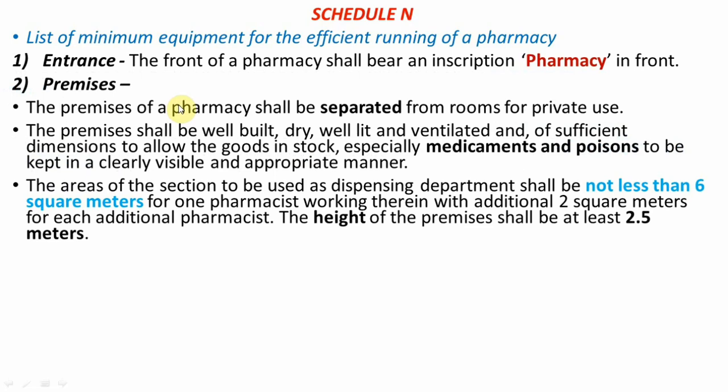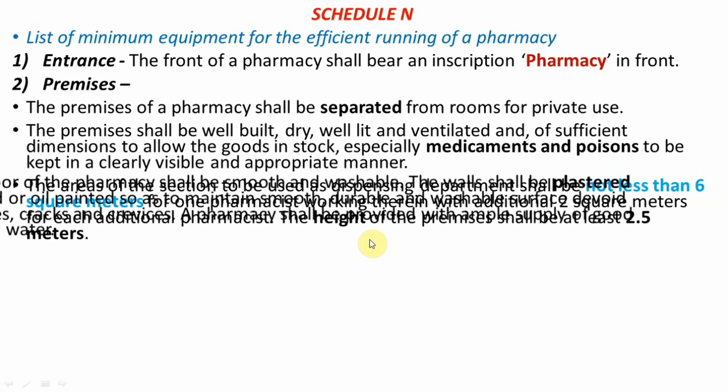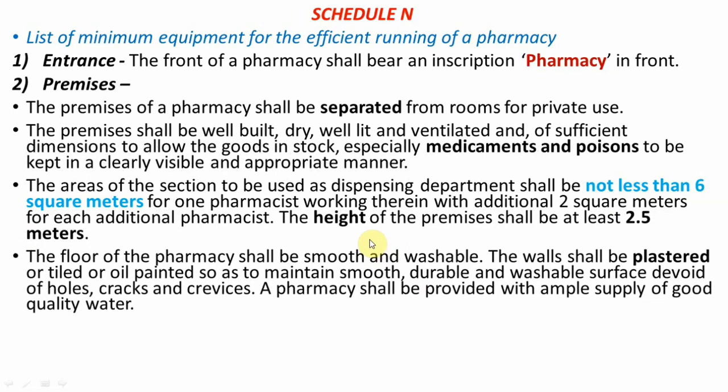The area of the section to be used as a dispensing department shall be not less than 6 square meters for one pharmacist working therein, with additional 2 square meters for each additional pharmacist. The height of premises shall be at least 2.5 meters. Then the floor of the pharmacy shall be smooth and washable. The walls shall be plastered or tiled or oil painted so as to maintain smooth, durable and washable surface devoid of holes, cracks and crevices.